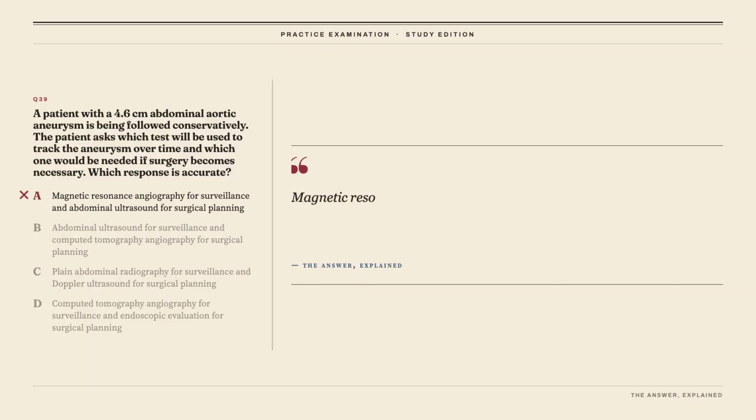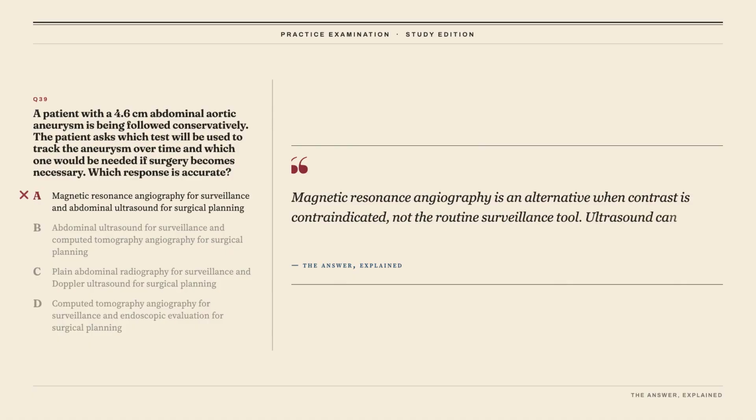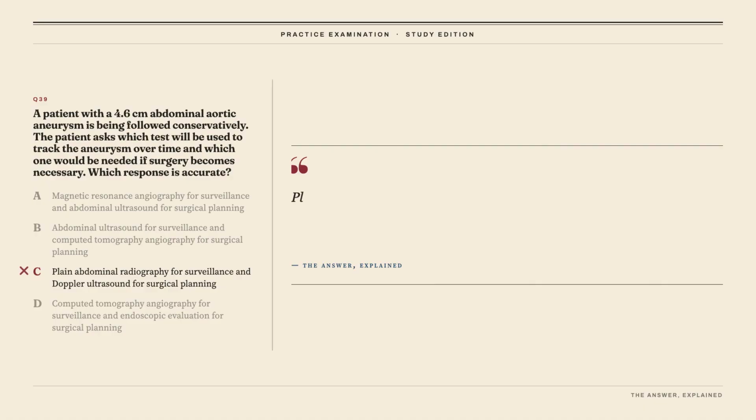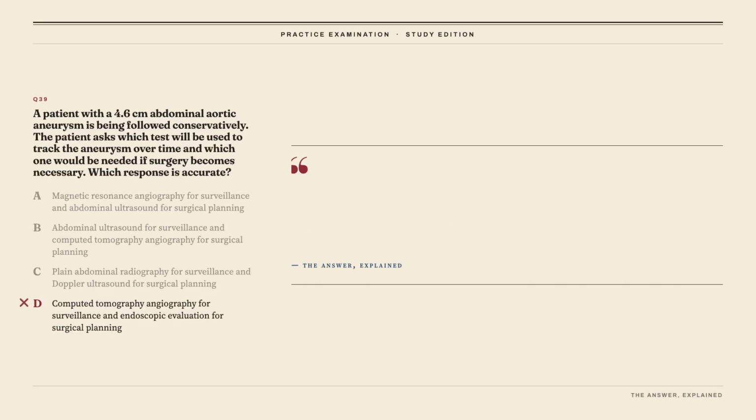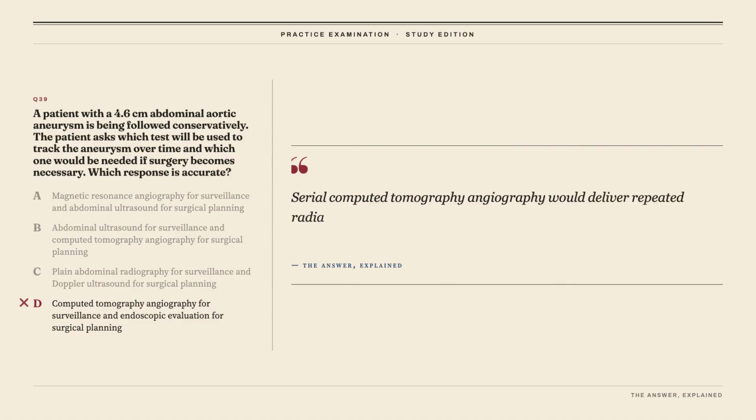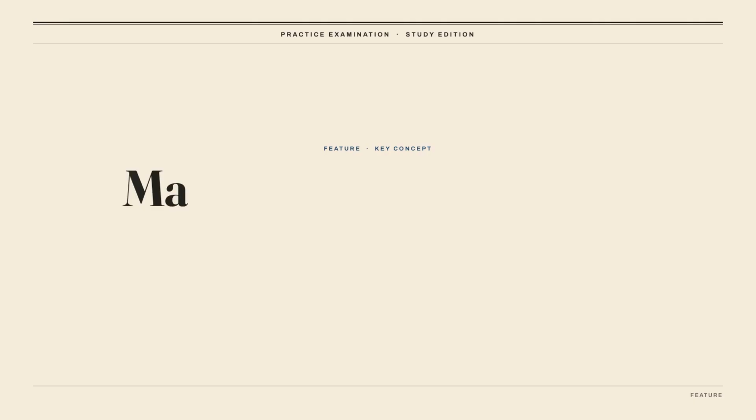A is wrong because magnetic resonance angiography is an alternative when contrast is contraindicated, not the routine surveillance tool. Ultrasound cannot supply the anatomic precision needed for surgical planning. C is wrong because plain films cannot measure an aortic aneurysm accurately, and Doppler assesses flow rather than mapping graft landing zones. Neither fills the role described. D is wrong because serial computed tomography angiography would deliver repeated radiation and contrast loads unnecessarily. Endoscopy visualizes the gastrointestinal lumen and has no role in aortic assessment.